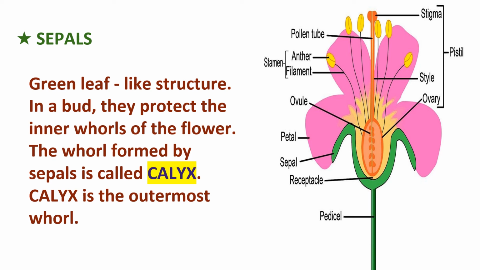Usually they are 5 in number, and the whorl formed by sepals is called calyx, and calyx is the outermost whorl. Students, sepals are usually 5 in number, and the whorl is called calyx. It is the outermost whorl.